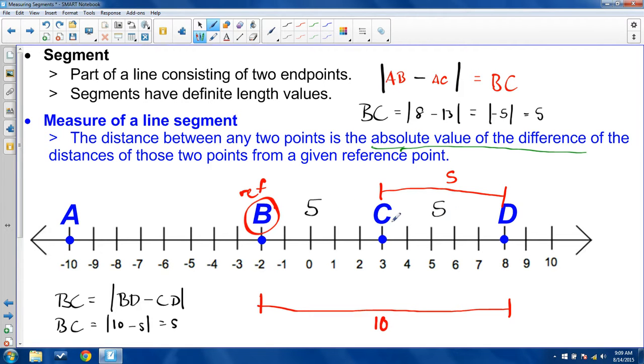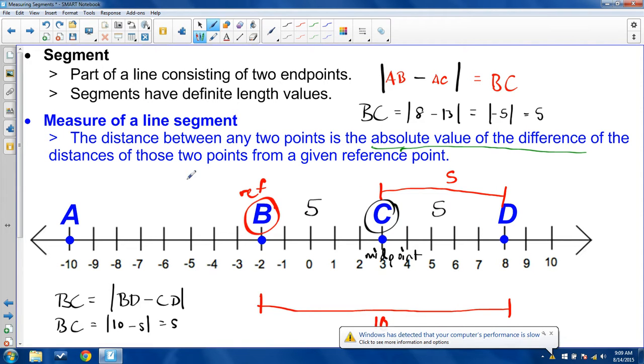Now that helps us determine one other thing. C is the midpoint of B and D. If B, C, and D are collinear, and C is between B and D, and if the length of BC is equal to the length of CD, then C must be the midpoint of B and D.